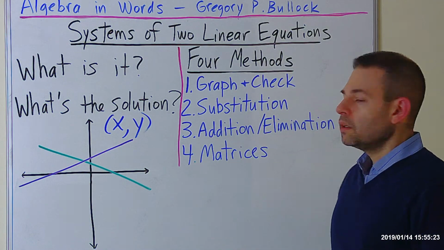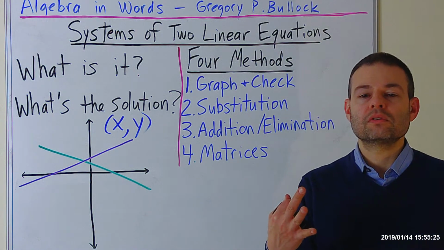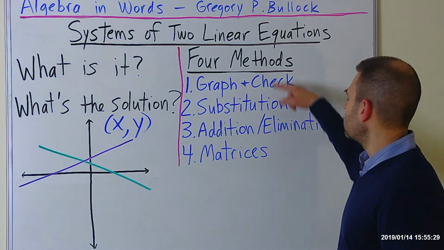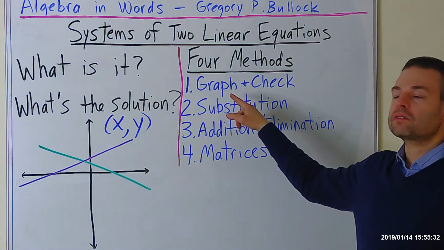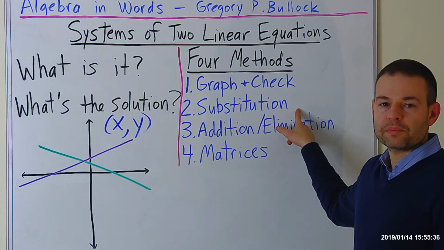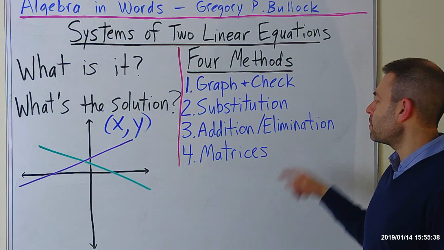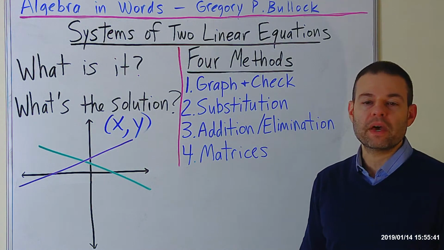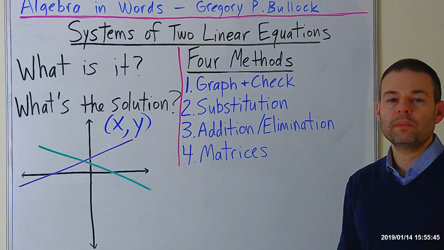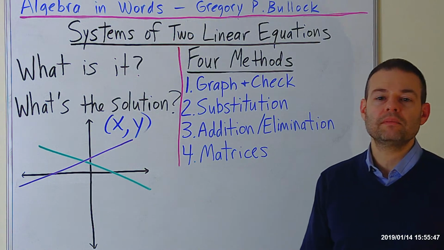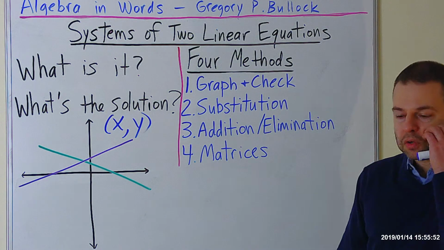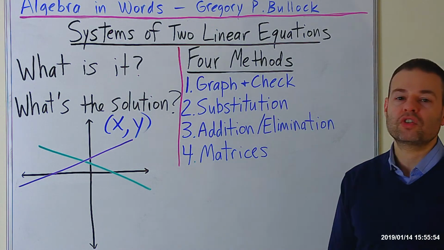Now, there's four methods that we use to solve a system of two linear equations, and I have them listed here. One method is called graph and check. Another method is called the substitution method. Another method is called the addition-elimination method. And a fourth method, you can solve using matrices. So let me give a brief overview of each one, and then we'll do some example problems in the next videos. So first of all, we have graph and check.